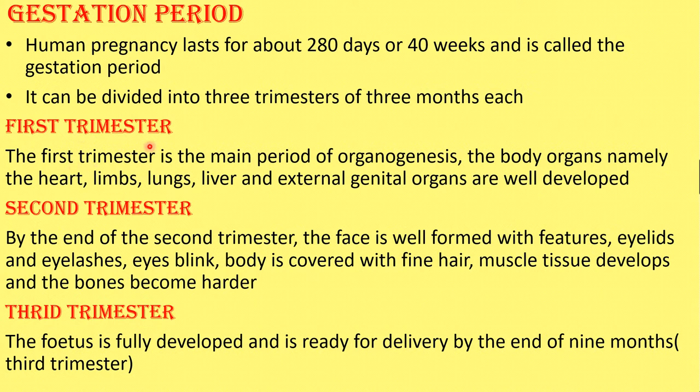What are the organs developed during this period? Organogenesis. What are the organs developed in the body of the fetus? Heart. The heart starts development during the fourth week itself, I said. So at the time of 1 month itself, the heart starts its pumping action. Limbs, that is the hands and legs, lungs with breathing activity, liver, and external genital organs are well developed. The external reproductive organs develop during this first trimester itself.